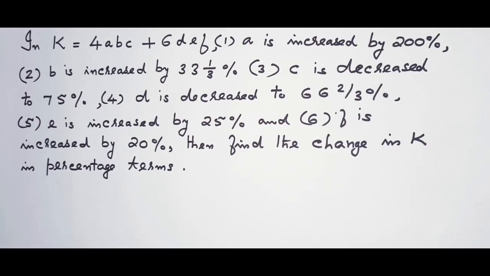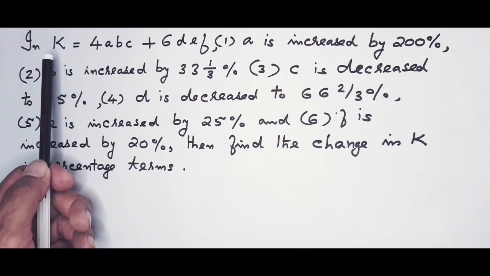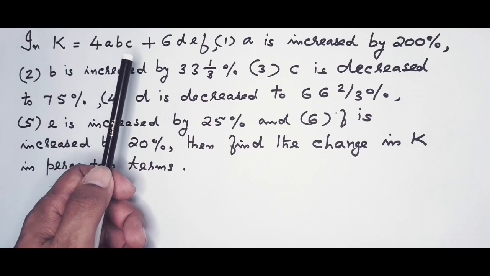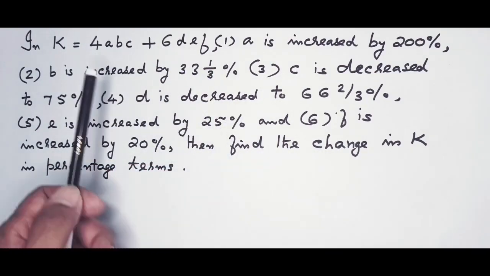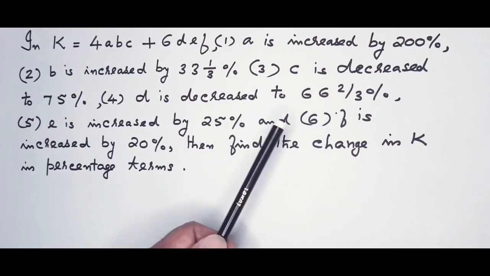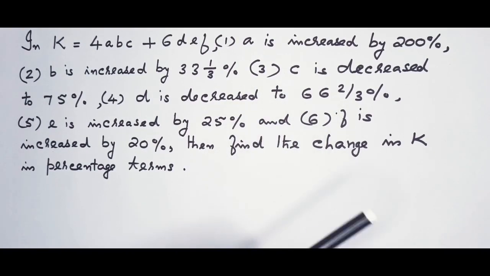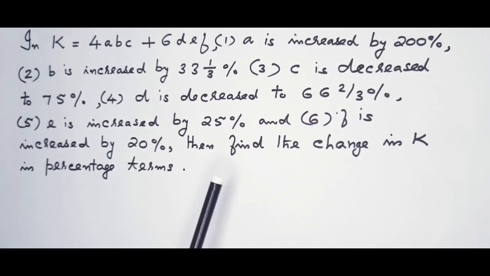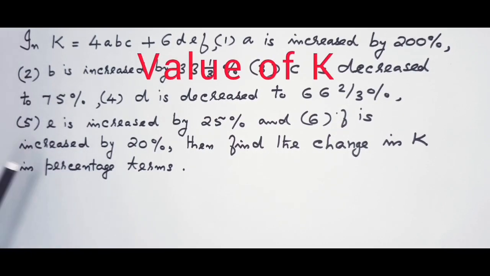In today's video, we are dealing with an interesting problem from percentage. You are given an expression like this: K equals 4ABC plus 6DEF. There are 6 variables here: A, B, C, D, E, F. Each of these variables is either increased or decreased by a certain percentage. So all these variables are going through some changes from their original figures, and what would be the change in the value of K in percentage terms?